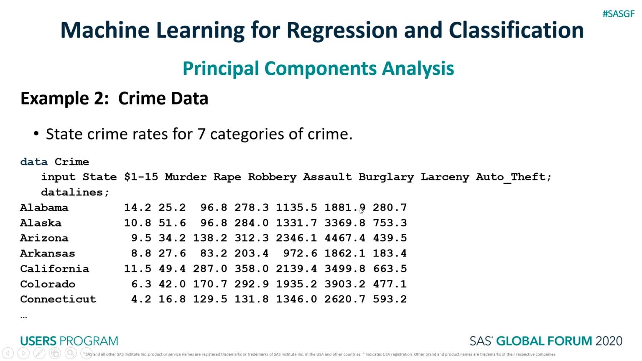You notice these values are very variable. So the murder rate in Connecticut is 4.2 per 100,000 people. In Alabama, it's 14.2. The larceny rate in Arizona is 4,467 per 100,000 in Arizona. And in Alabama, it's less than half that. So there's quite a lot of variability within these data.